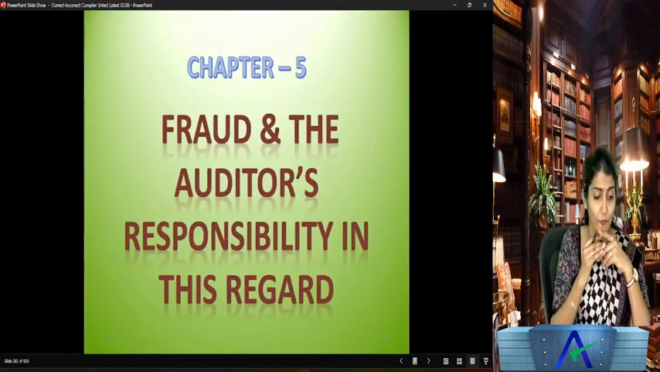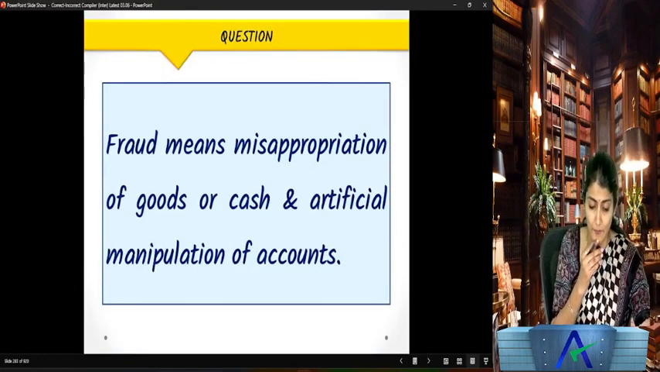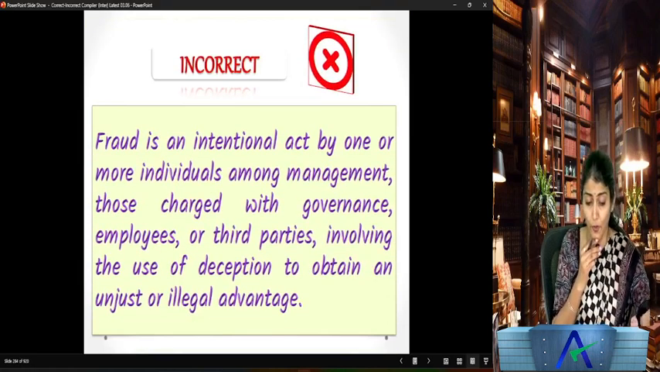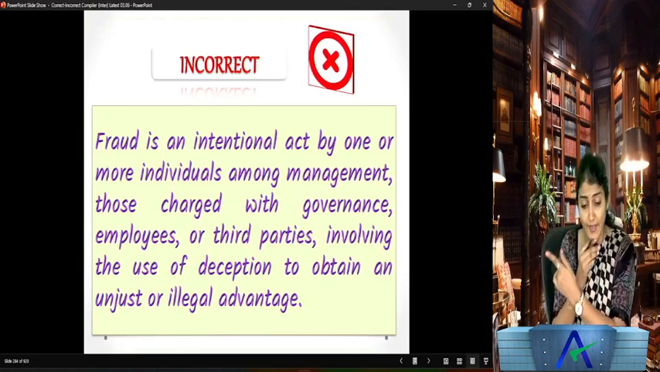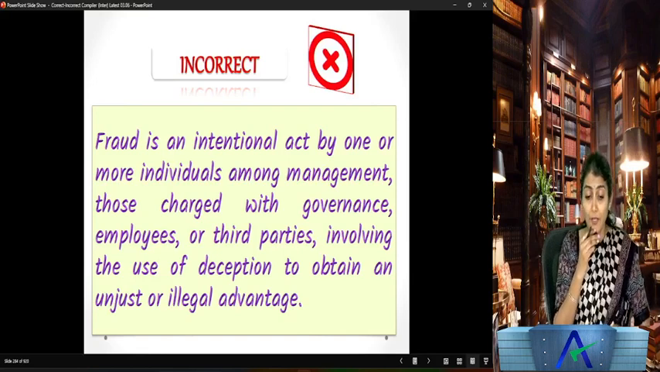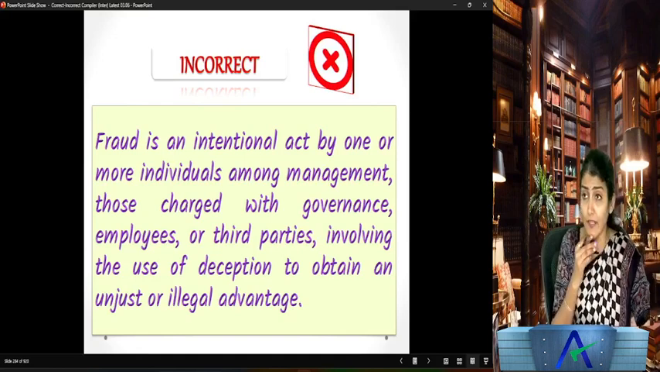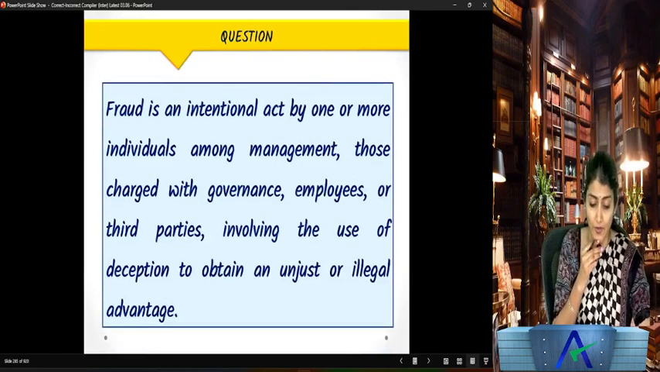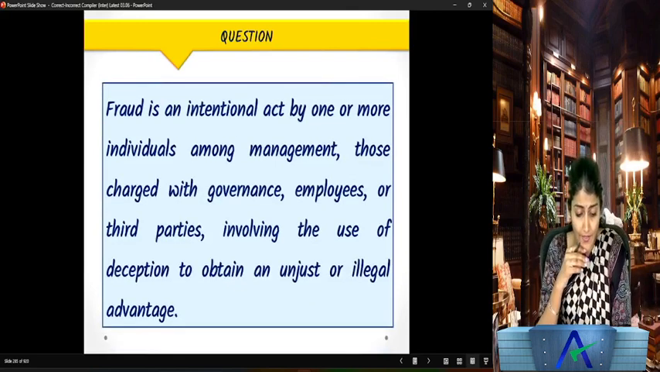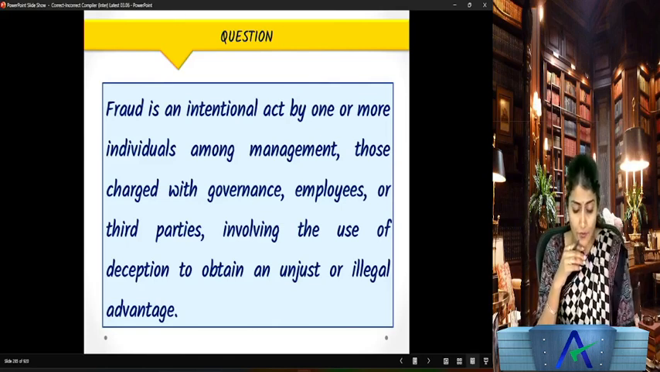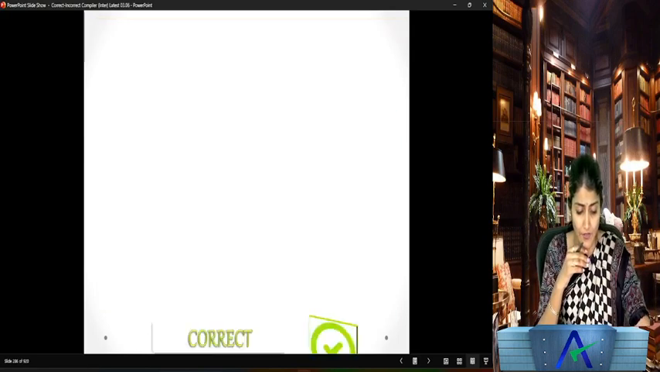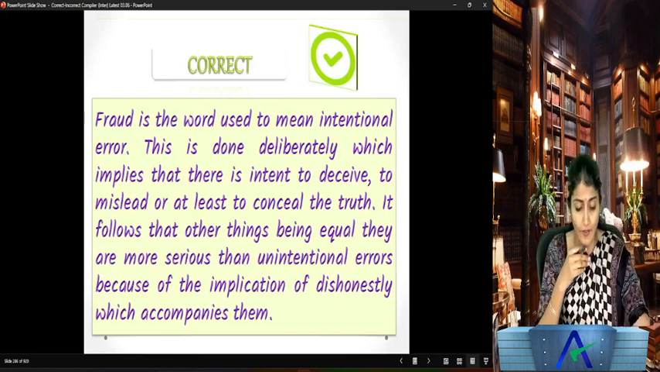Okay, let us look at a few correct and incorrect statements. Fraud means misappropriation of goods or cash and artificial manipulation of the accounts. No, that's not the definition of fraud. The definition is: an intentional act by one or more individuals among management, TCWG, employees, or third parties involving the use of deception to obtain an unjust or an illegal advantage. Is it right? Yes, 100% right. That's the definition of fraud.